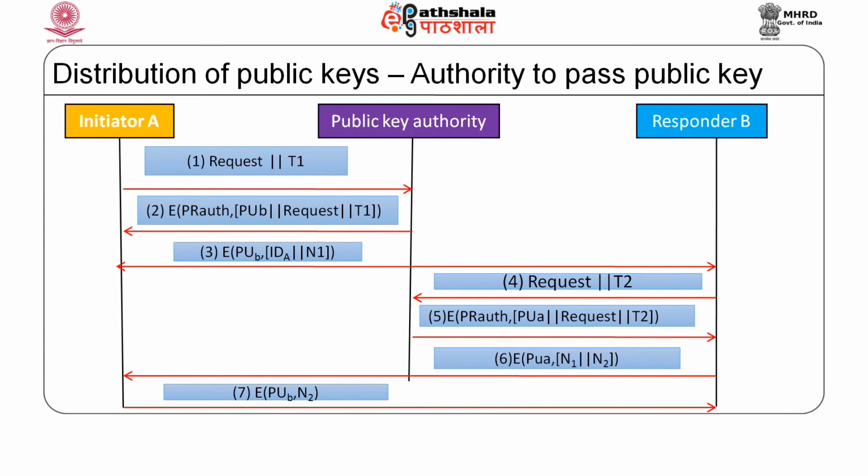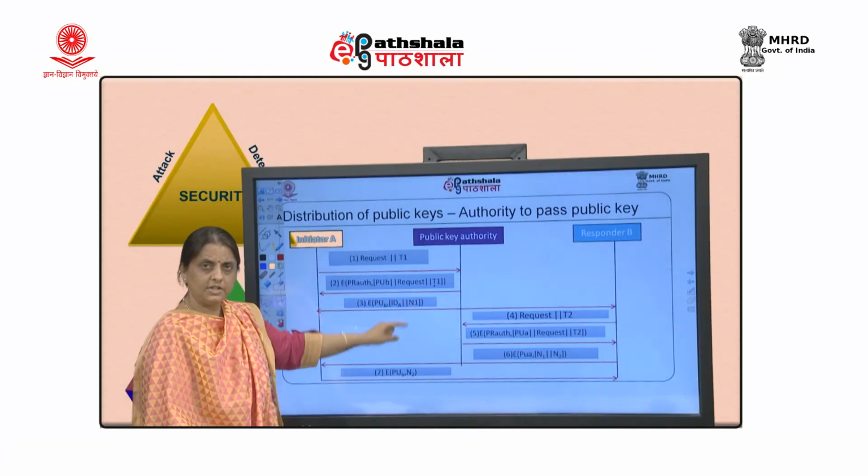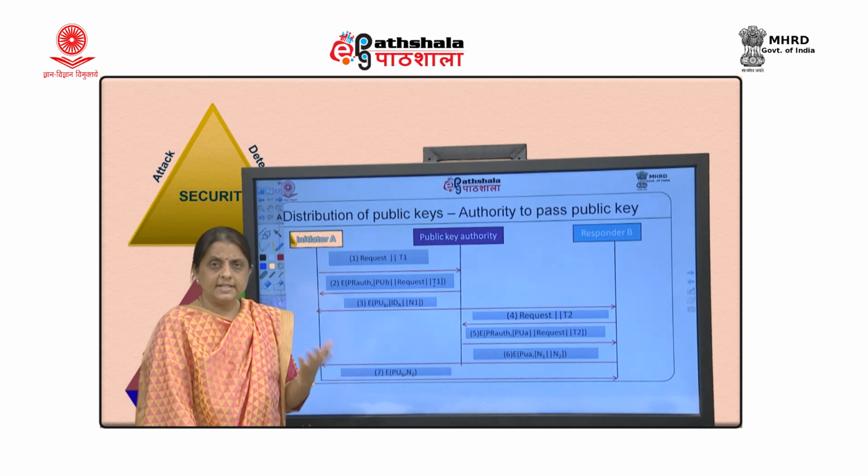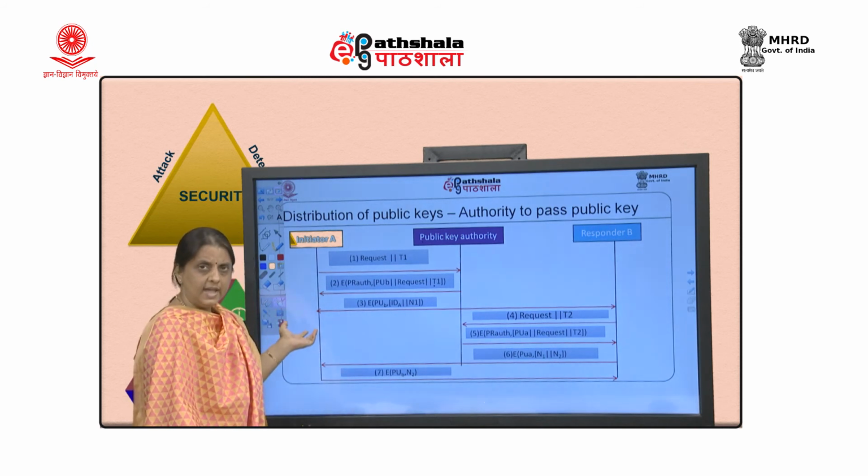So, in that case, the initiator would get the public key of authority. What would an initiator do now? It would decrypt with the public key of authority and get what? Public key of B. Now, what happens is the initiator would encrypt its own ID and one number, called a nonce. It is a random number generated by A for handshaking.